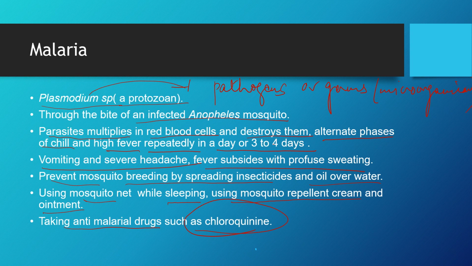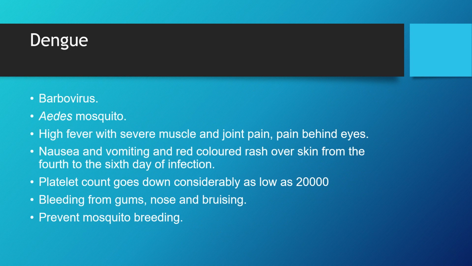So let us move on to dengue. Now we are here back with dengue. So what is dengue? It is caused by a virus only. So it is also caused by a mosquito called the Aedes mosquito.